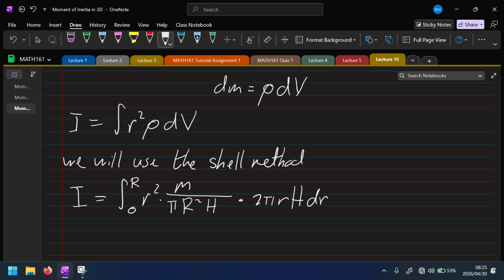Okay. Does everyone see that? So 2 pi r, that's the circumference of the cylinder, and the height of the cylinder is h. Does everyone see that? Okay.